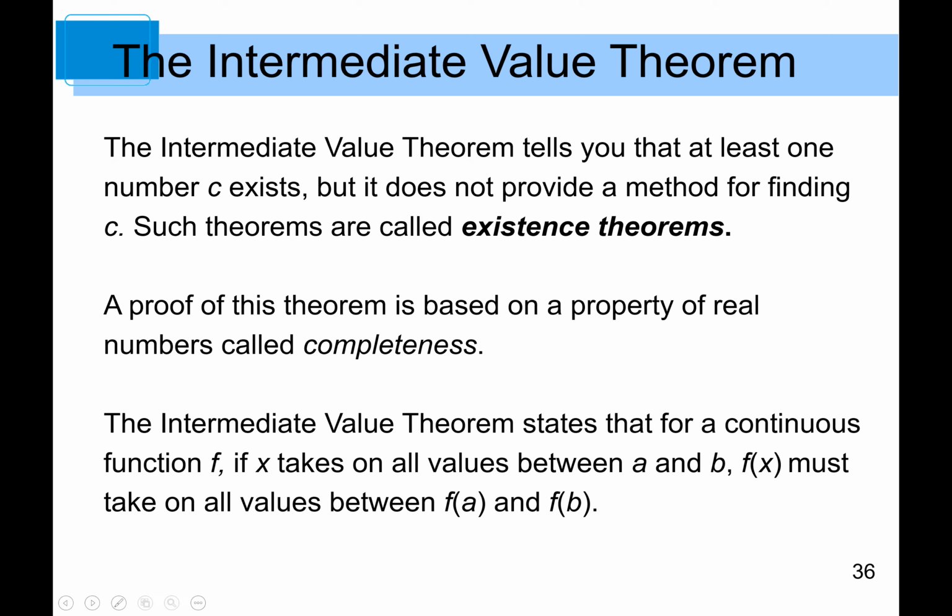The intermediate value theorem tells you that at least one number c exists, but does not provide a method for finding c. Such theorems are called existence theorems. It only proves that such a point exists, but we don't know how to find it under this theorem. The proof of the theorem is based on a property of real numbers called completeness. The intermediate value theorem states that for a continuous function f of x, if x takes on all values between a and b, then f of x must take on all values between f(a) and f(b).